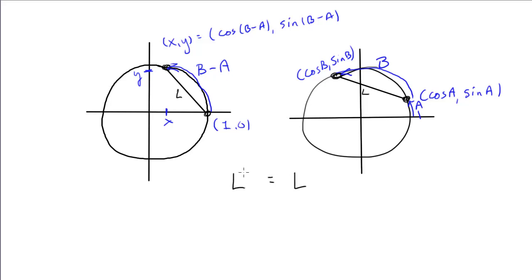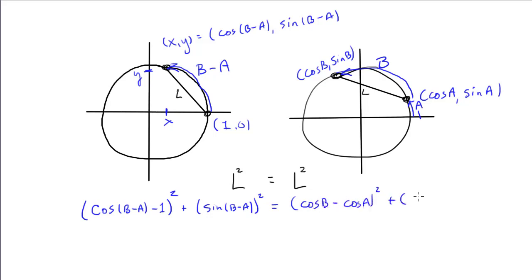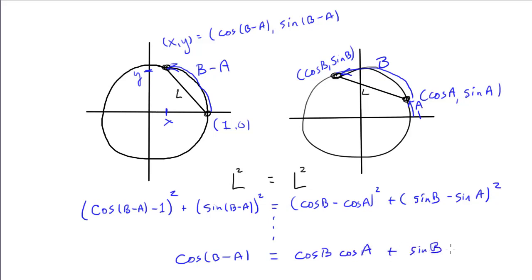The length is the same for both chords, so their squares are the same. Pythagorean theorem to get the distance. Use the sine squared plus cosine squared is 1 Pythagorean theorem. And grind out a little algebra, and we end up with these terms remaining. The addition identity for cosine.